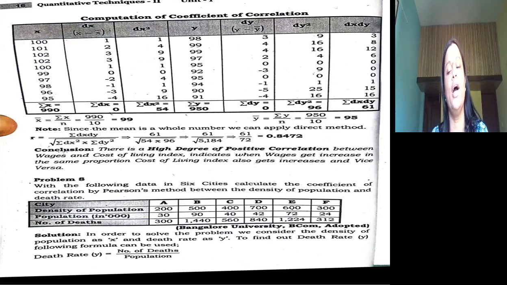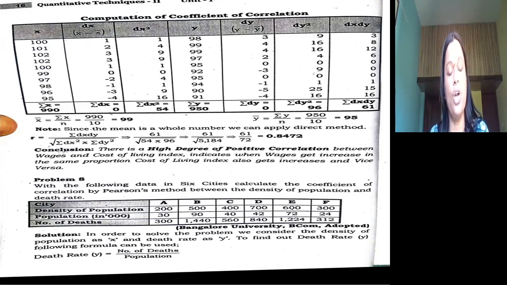0.8472. So there is a high degree of positive correlation between these two variables. What are those variables? Wages and cost of living index. It means when wage increases, almost in the same proportion cost of living index also increases. Not exactly in the same proportion. It will be exact only when r is equal to 1.